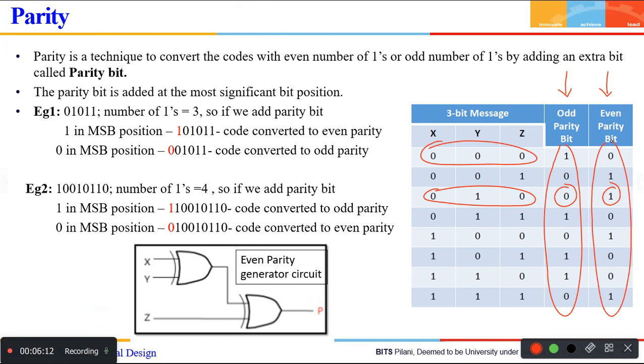And how do you generate this? It is possible that you can use a simple Karnaugh map, simplify, and get an equation for X, Y, Z, which we will be doing in our next session, okay? So I am directly putting the circuit here. You can use an XOR gate, okay? So for X, Y, Z, you can just check it. I will take one example, 0, 1, 0. What is 0, 1?